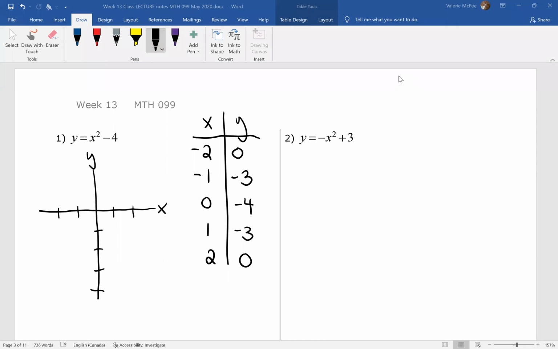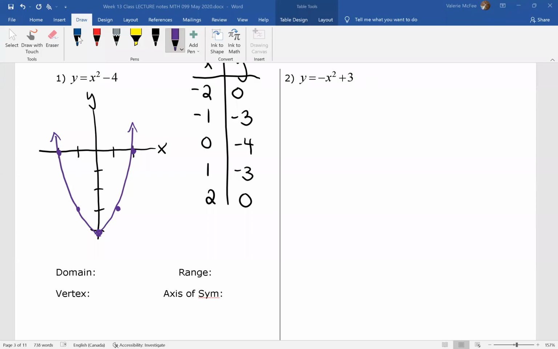So these are the values you should have found for y. If you have any issues with that, make sure you ask when we meet in Zoom class. We have a point at (-2, 0), (-1, -3), (0, -4), (1, -3), and (2, 0). Again, we can see our parabola here. We said that the domain for every quadratic equation is the set of all real numbers, from -infinity to +infinity. But what about the range?